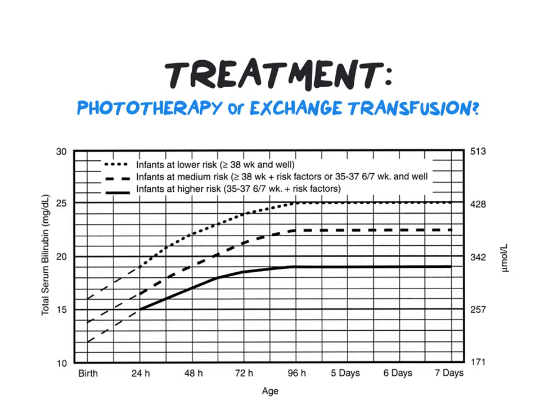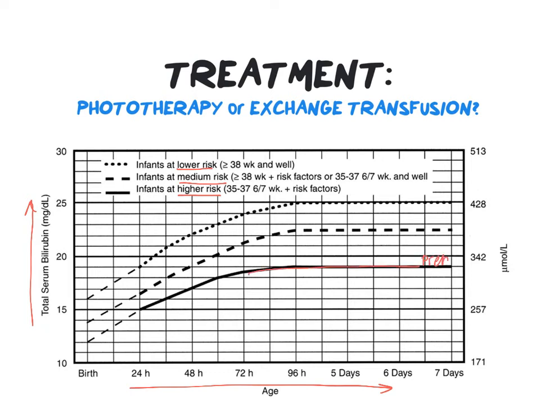So we do treat indirect hyperbilirubinemia in infants using phototherapy or exchange transfusion. So this nomogram is what we use to determine, based on how old the infant is, what the level of bilirubin is, the threshold for starting these treatments. And you can see that it's actually broken into risk categories. So some infants, like premature babies, are at increased risk for hyperbilirubinemia, and so their threshold for starting phototherapy is actually lower.